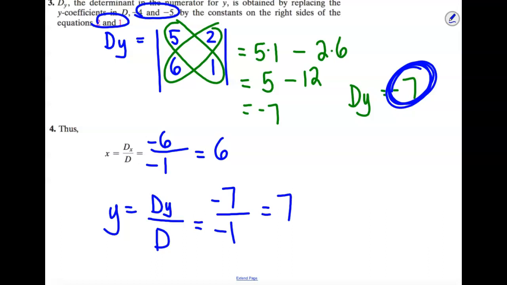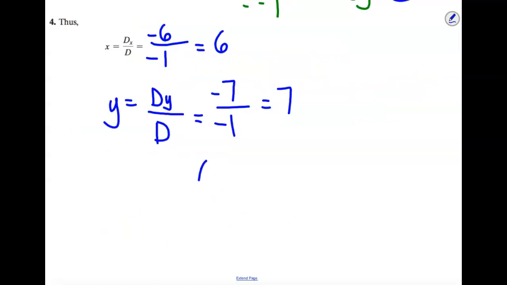So what does this mean? We solved this system. We want it as an ordered pair, x comma y: 6 comma 7. You could check by graphing this system and seeing where they intersect. They intersect at 6 comma 7. You could also plug it back into the original system and see that it holds true.